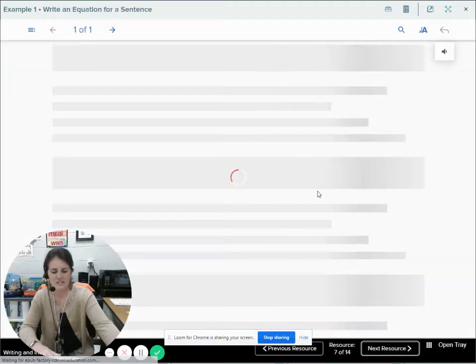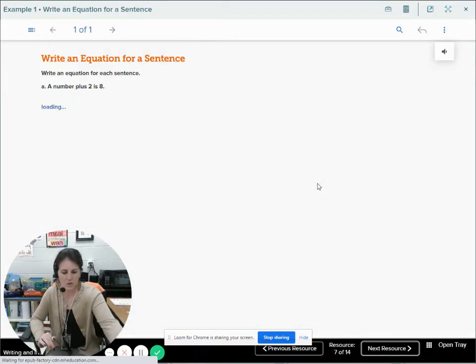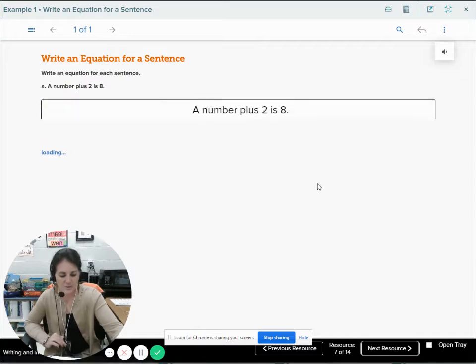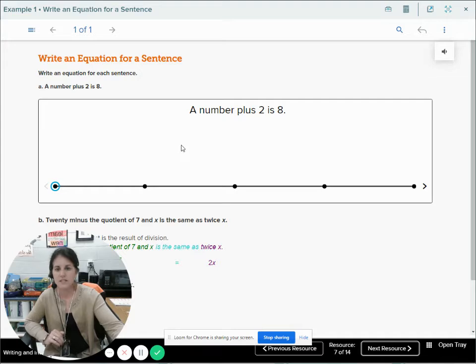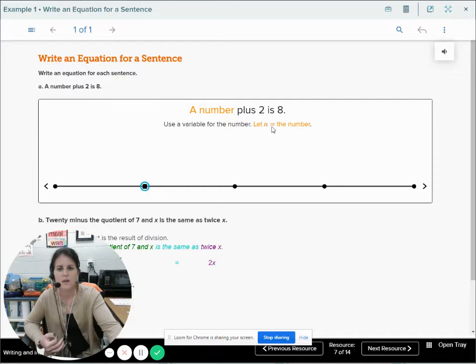So let's begin with example 1. If you're following along in your workbook, I am at the bottom of page 65. It says, write an equation for each sentence. A number plus 2 is 8. Some number, we don't know what that number is, so we've got to let it be represented by a variable. We're going to let n equal the number.